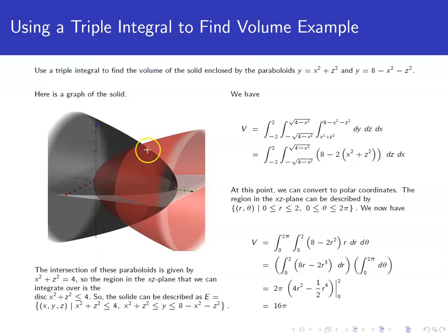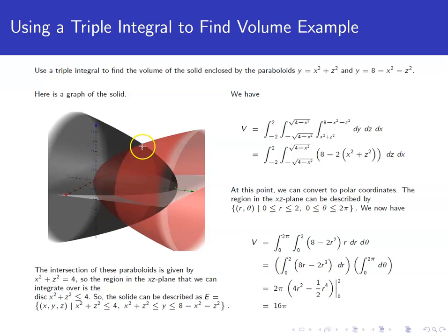So it's probably easiest to integrate with respect to y first on the inside, because I see that my y is bounded by the x squared plus z squared below and the 8 minus x squared minus z squared above. So we'll describe our y's in terms of those two particular surfaces as in between those two things.